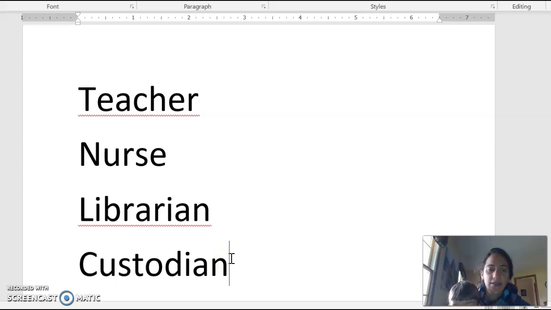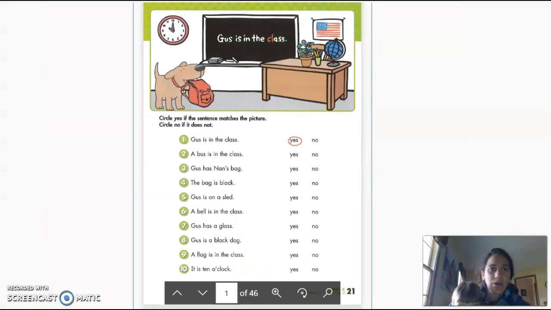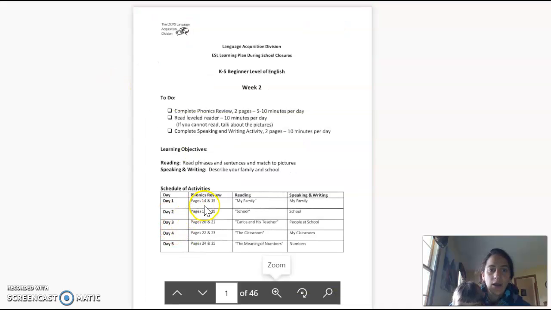Let's say them together. Teacher, nurse, librarian, custodian. Great job. You guys did our letter activity with the letter L. You read Carlos and his teacher, and now we talked and wrote about people at school.